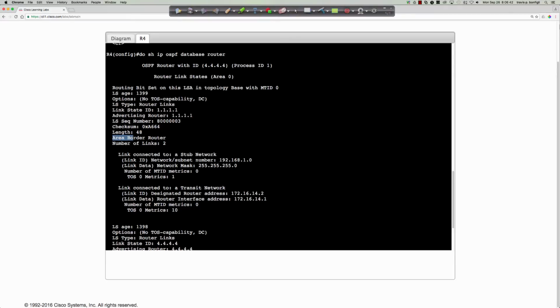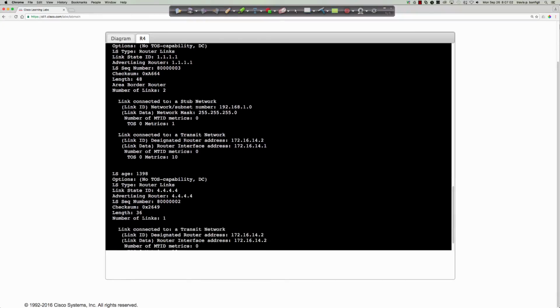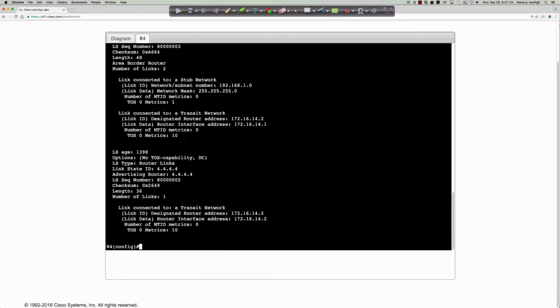and you also see something very important. So that type 1 LSA that router 4 is receiving, you can see right here the router with the ID 4444, about router 1 tells it that router 1 is an area border router, right? And so we know from looking at this that router 1 is an ABR. All right, so now let's go ahead.